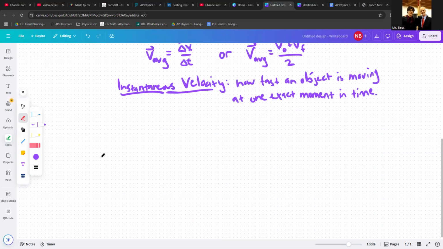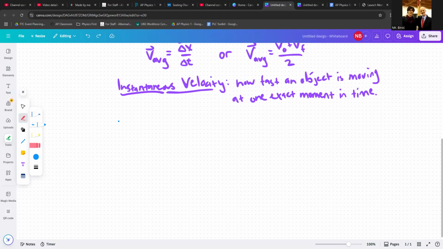Okay, let's look at acceleration. So, acceleration. Oh, wait, oops, I'm skipping ahead. I am very much skipping ahead. Let's do speed.